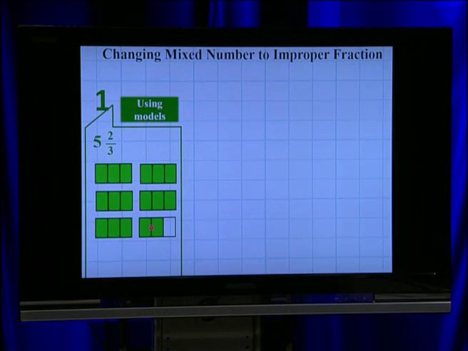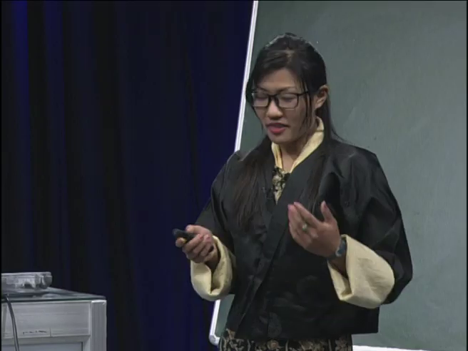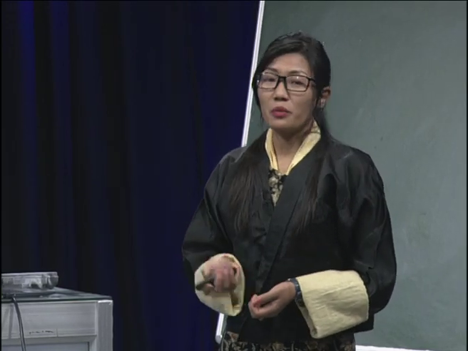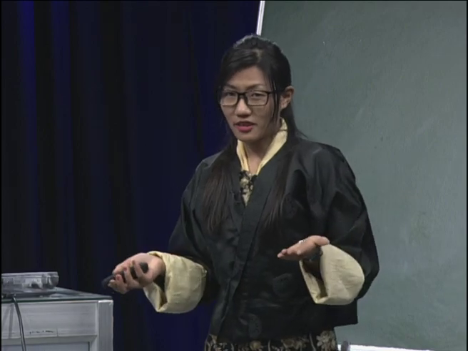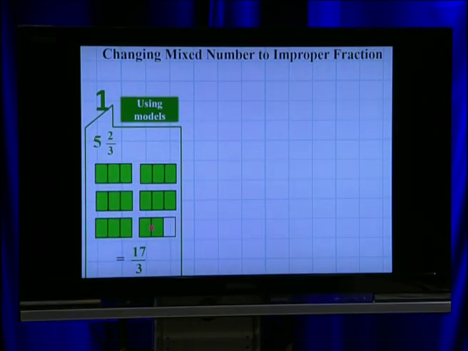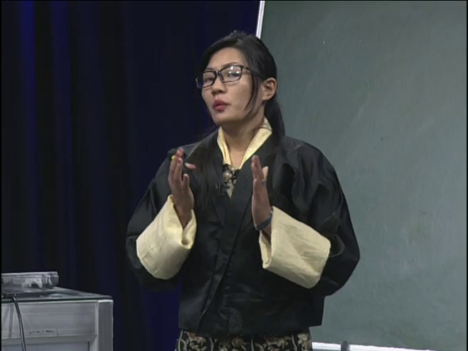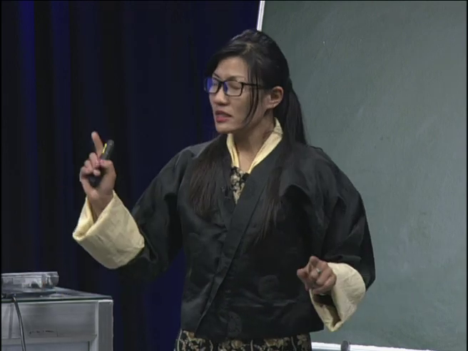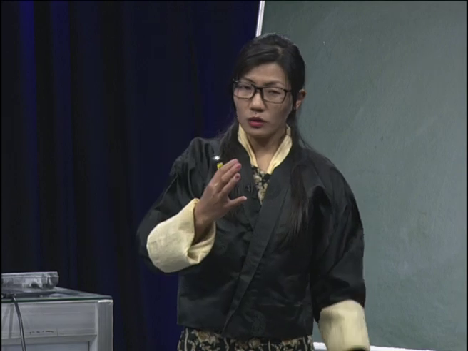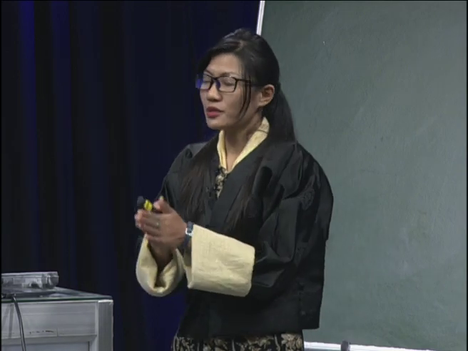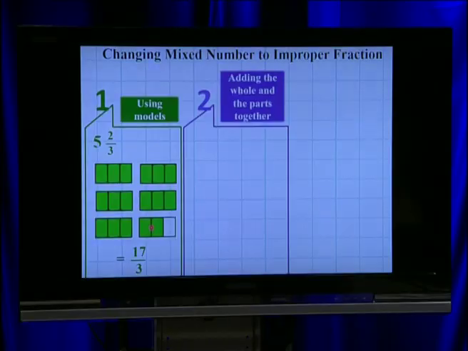So we have a total of 17/3, and that is our improper fraction. That is our answer. Isn't it simple? It is, right? Now let us look at the second way to solve this problem, and that is by adding the whole and the parts together. Earlier, we added to make a whole and a part, but this time we are adding the whole and the parts together. Please do not get confused with that.